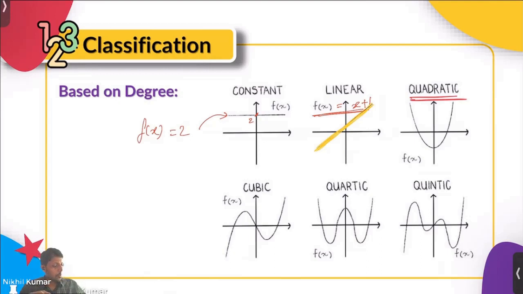Let's look at the quadratic polynomial. It's a U-shaped graph like this. It has a special name. It's called a parabola. So if someone asks you how the graph of a quadratic polynomial looks, it's a parabola. A cubic polynomial looks like this. A quartic and quintic polynomial look like these as given here. Just have a look at it, absorb it, and we'll move on.